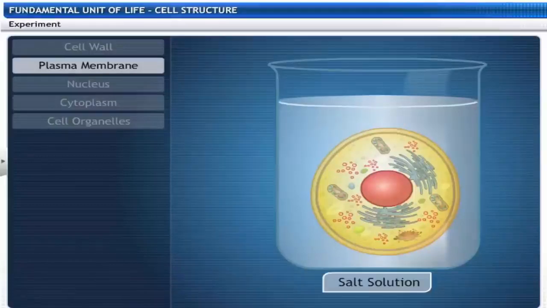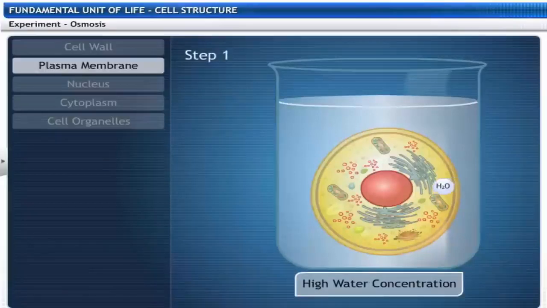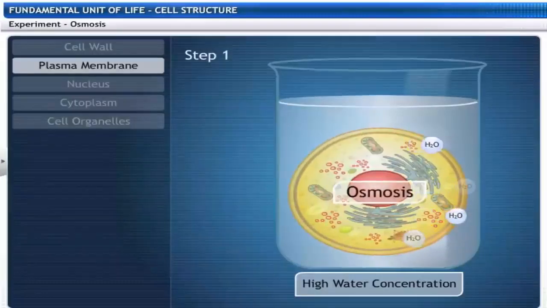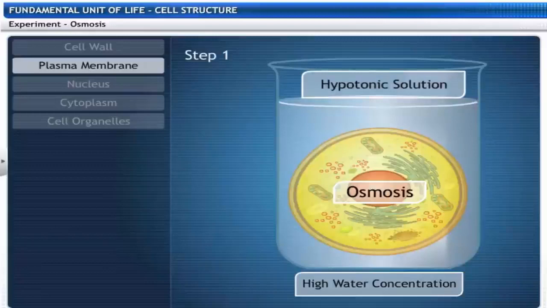Let's try this out. See what happens when the cell is placed in salt solution. One of three things could happen now. If the medium surrounding the cell has a higher water concentration than the cell, the cell gains water by osmosis and swells. Such a solution is known as hypertonic solution.